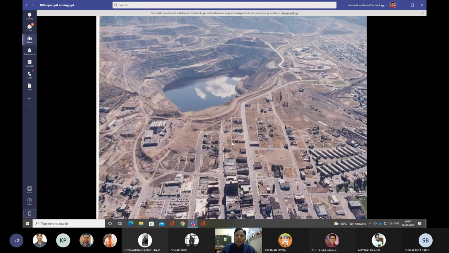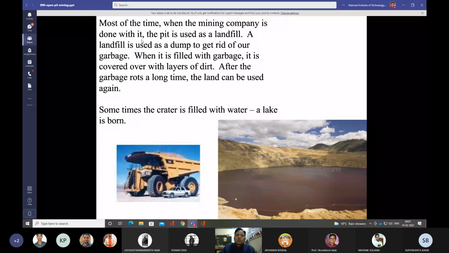And here also you are able to see the shape of the open pit mining. So at the bottom a lot of water is there. In rainy season, water will be accumulated at the bottom of the pit. So most of the time, when the mining is finished, after the minerals are taken out from the earth crust, the company has to go for filling the land. So after the mining is over, reclamation is to be carried out by filling the land with waste materials.